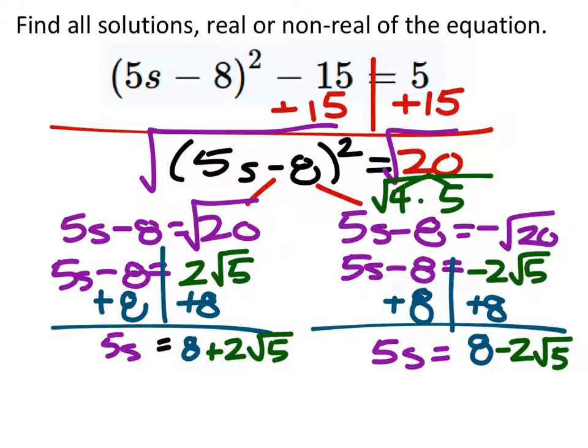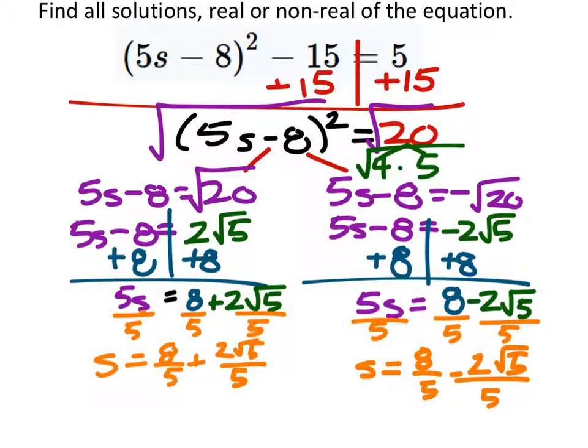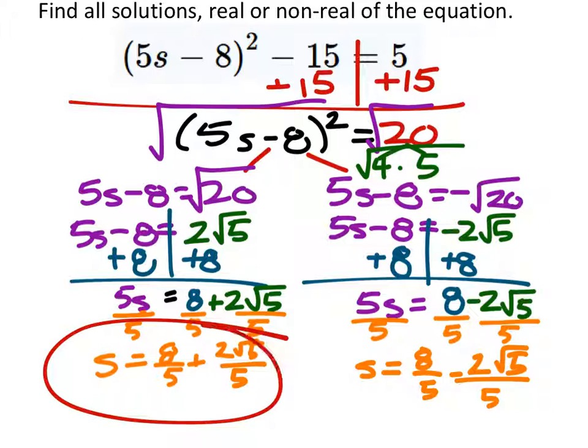Well, all we need to do now is divide all the terms by 5 so that we have just the s on that. And we've got to be careful also. I can't take the square root of 5 and divide it by 5 to be 1, right? Because they're not really like terms. So what do I got? I got s is 8/5 plus 2 root 5/5. There's both our answers. One answer, two answers.